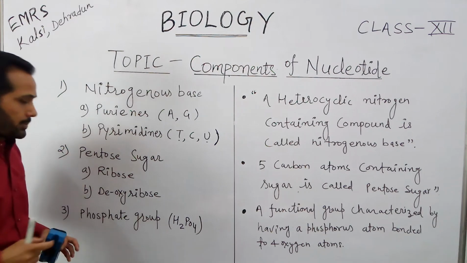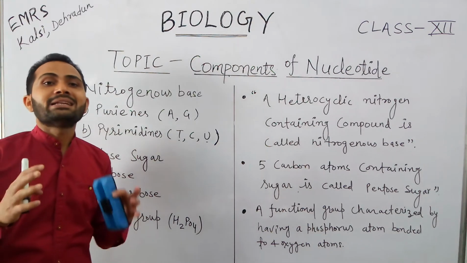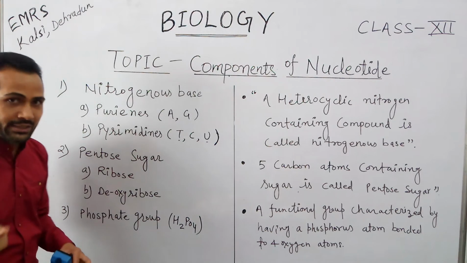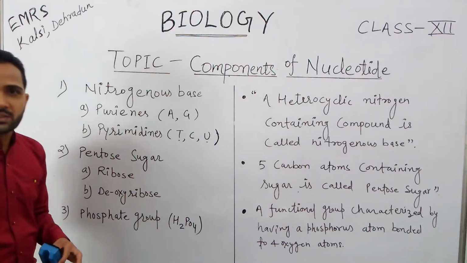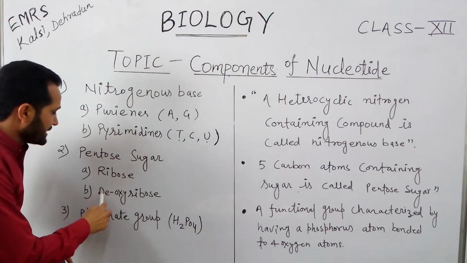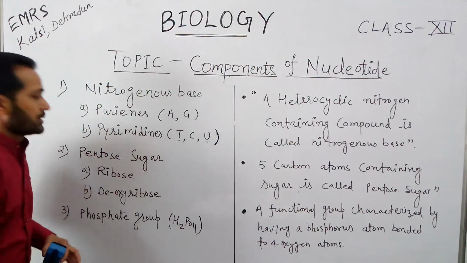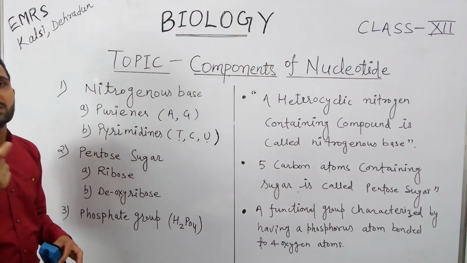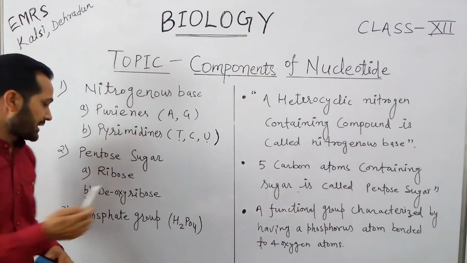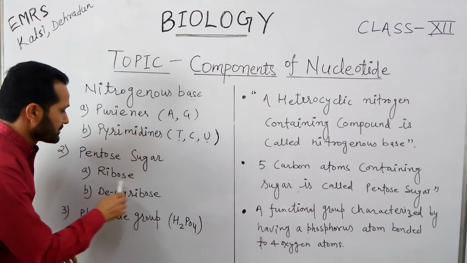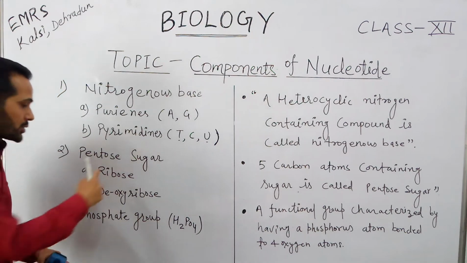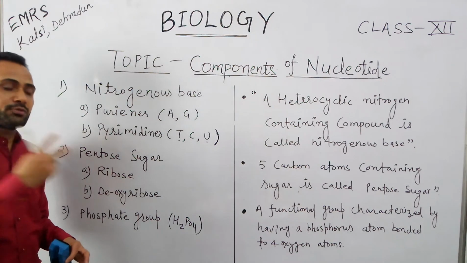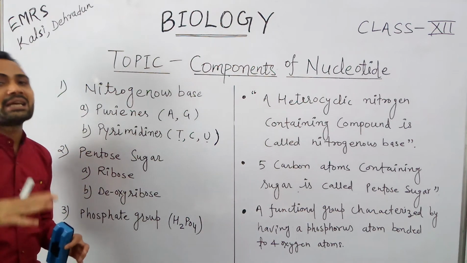Ribose is the pentose sugar present in RNA, and deoxyribose is the pentose sugar present in DNA. So a nucleotide present in DNA contains deoxyribose pentose sugar, and the nucleotide responsible for the formation of RNA is made up of ribose sugar. So these 2 are the pentose sugars, one of which is present in DNA and the other in RNA.